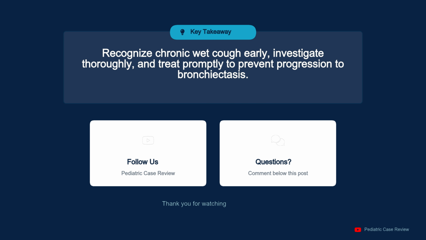In conclusion, the key takeaway from this comprehensive lecture is to recognize chronic wet cough early in children, investigate thoroughly to identify the underlying cause, and treat promptly to prevent progression to irreversible bronchiectasis. Early intervention is critical for preserving lung function and preventing long-term complications. Remember the vicious cycle of impaired clearance, infection, inflammation, and damage. Break this cycle through airway clearance, appropriate antibiotics, and addressing underlying causes.